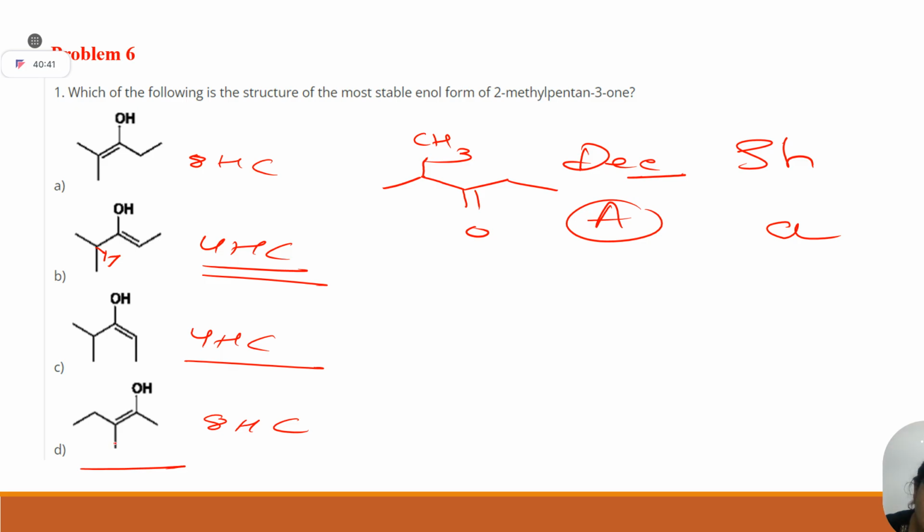Yes, ma'am. Yeah, because this is not the enol form of 2-methylpentanone. Yes or no? Yes, ma'am. So the correct answer is option A, because only the third carbon is oxidized. Oxidized means attached to oxygen. But here the second carbon is oxidized, so this is not the enol form of 2-methylpentanone. Therefore A is the correct answer.